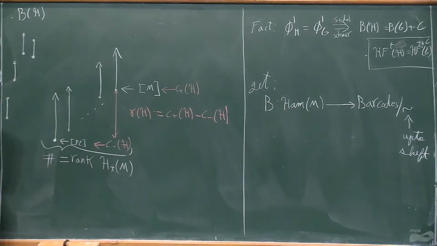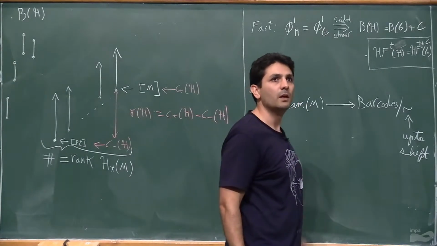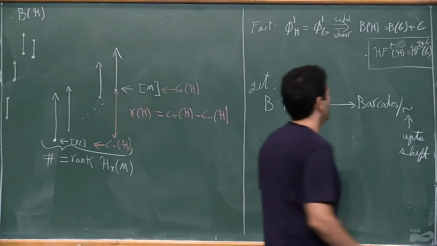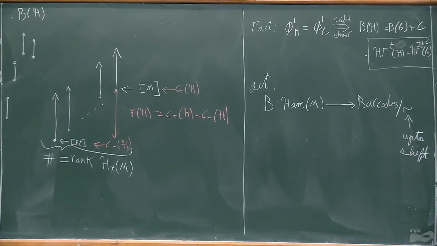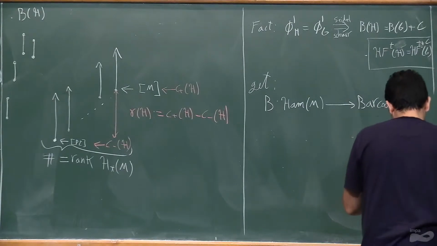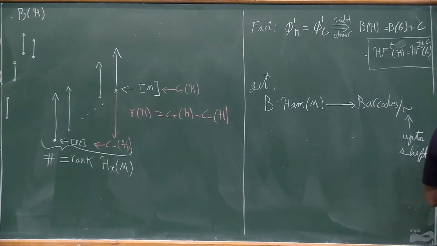Okay? So this is how you associate a barcode up to shift to a Hamiltonian diffeomorphism. And now, finally, if there are no questions, I could tell you what the main theorem of the talk is, which allows us to define barcodes for homeomorphisms. So here's the theorem. I'll say afterwards who proved it, or if it was proven in several stages, so I'll just say it afterwards.